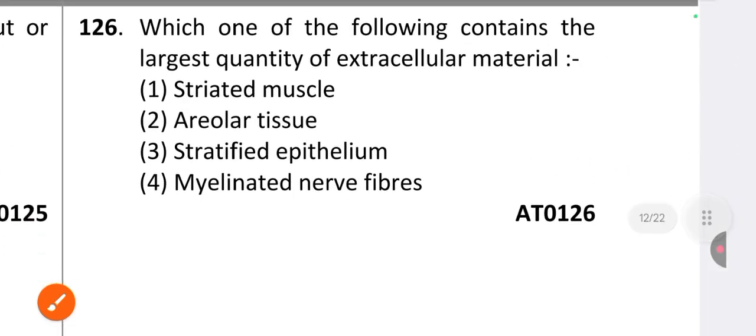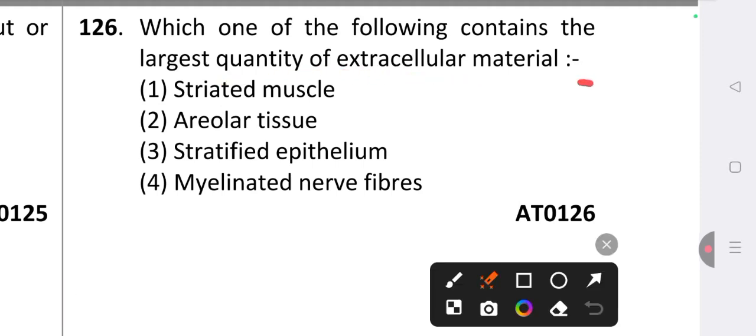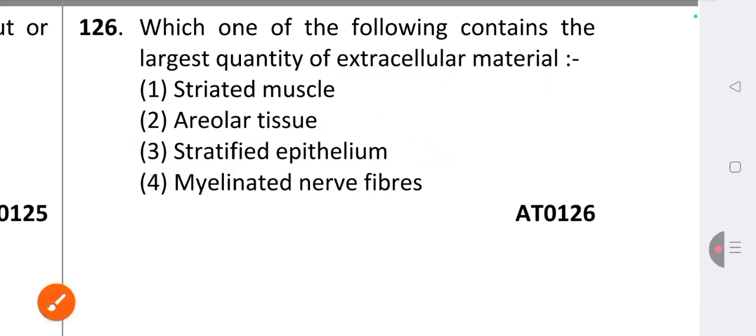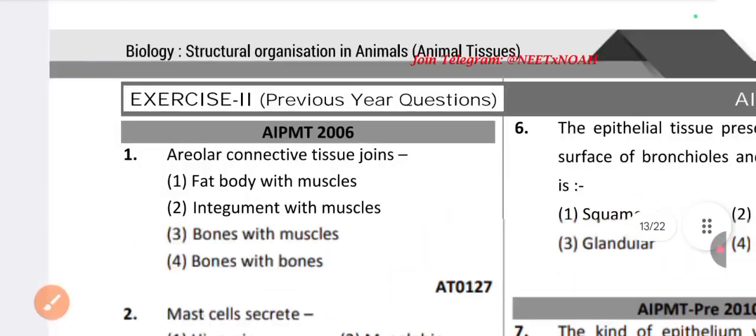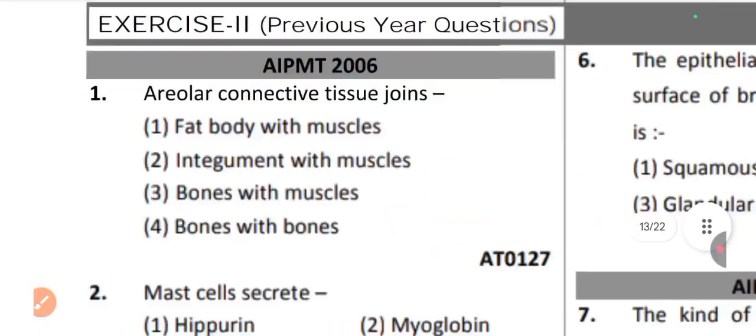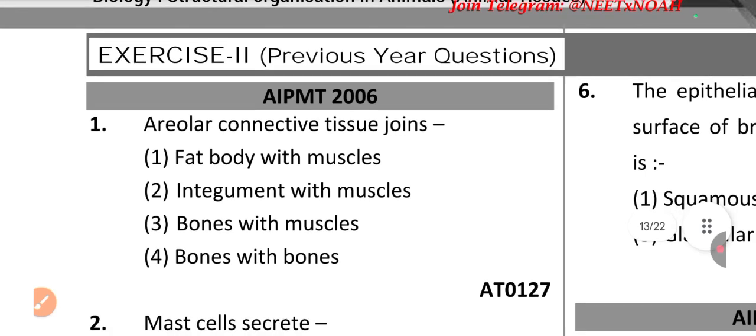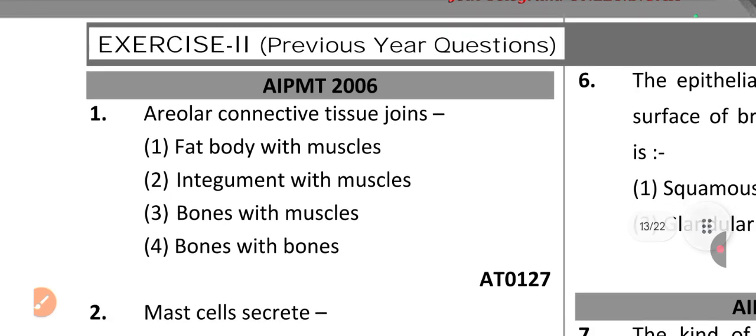Next, 126: which of the following contains the largest quantity of extracellular material? In which do we see a large quantity of extracellular material? In the stratified epithelium. So this is all about exercise 1. Let's go into exercise 2 now. We will see all the PYQs here. So let's start.